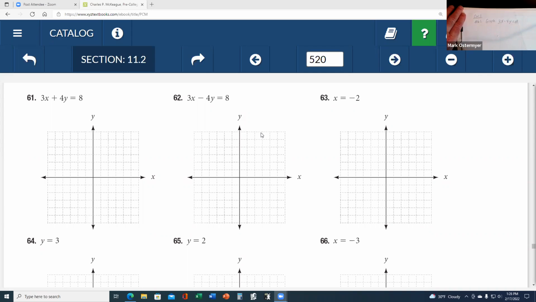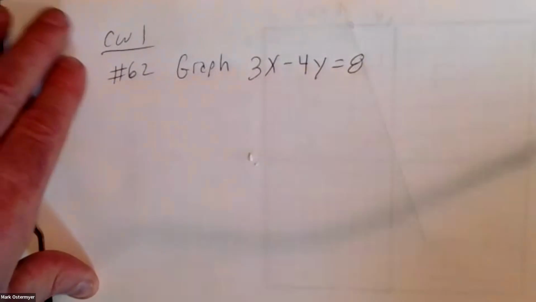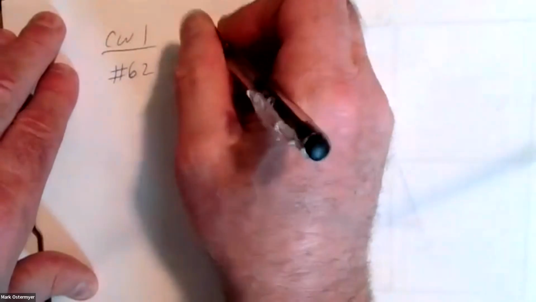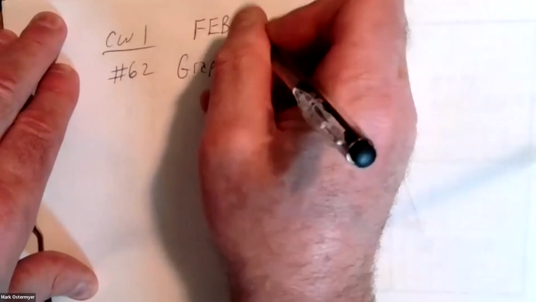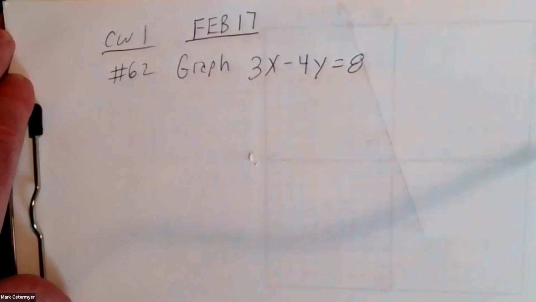There you go, ladies. I'm going to see if you can graph number 62 there. Okay, we'll call that classwork number 1. Today is the 17th day of February. St. Patrick's Day is exactly 1 month from today. Isn't that something? St. Patrick's Day. All right, go ahead. Graph number 62.